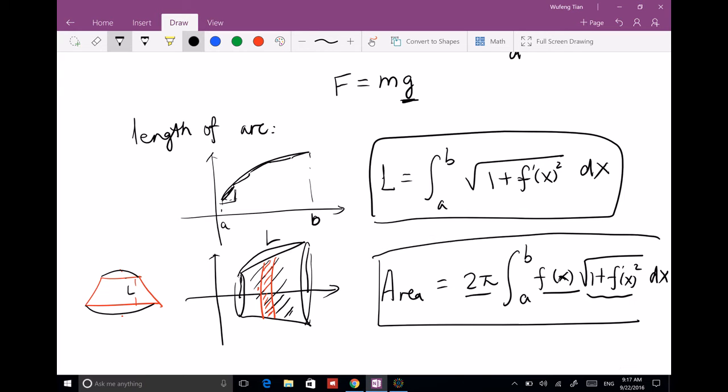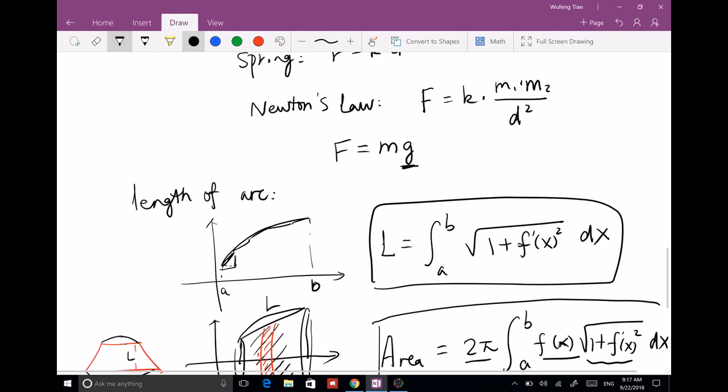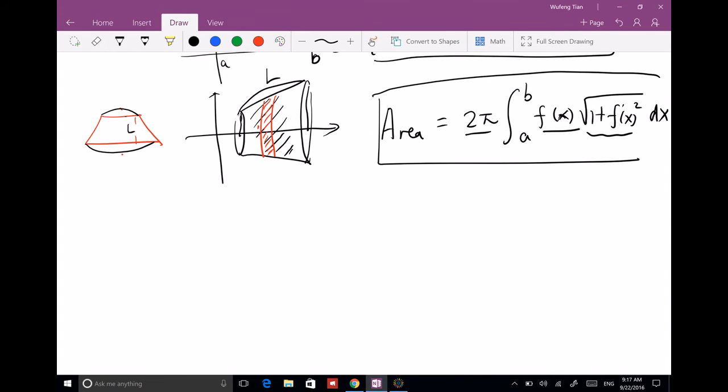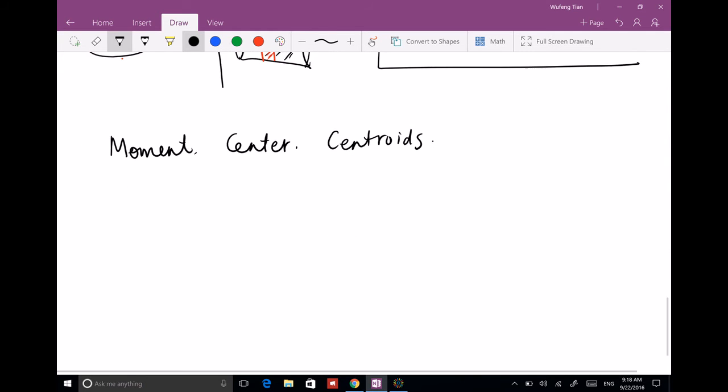Now after that, we go to the last section, which is moments, mass, and center, moments and centers and centroids. Okay, so this is the last one we're going to do for this chapter, and we have the moment.